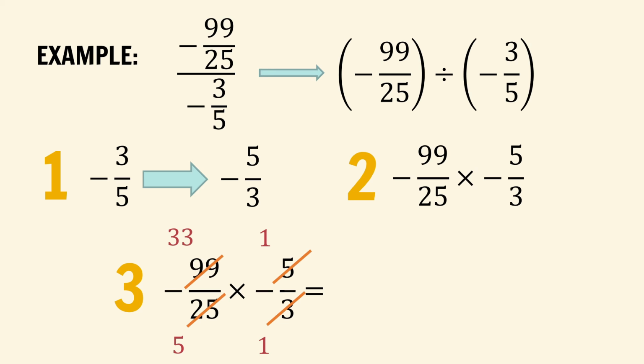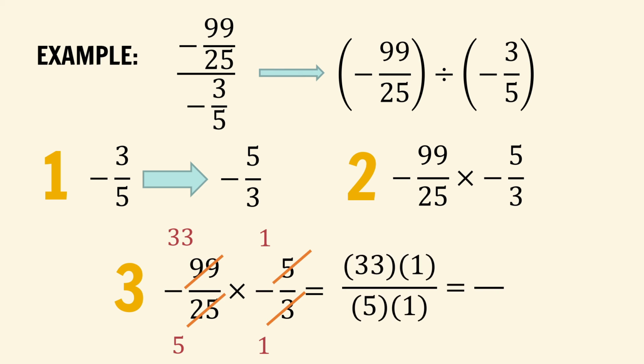So now we will proceed in multiplying numerators and the denominators. 33 times 1 equals 33. 5 times 1 equals 5. The answer is already in the lowest term. So the answer for this dividing of rational numbers is 33 over 5.